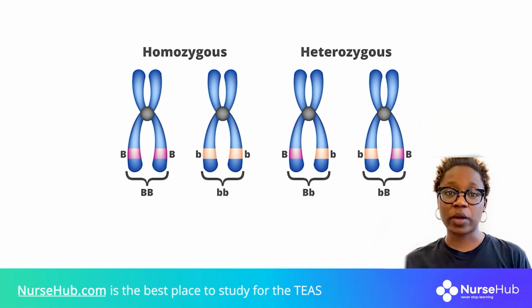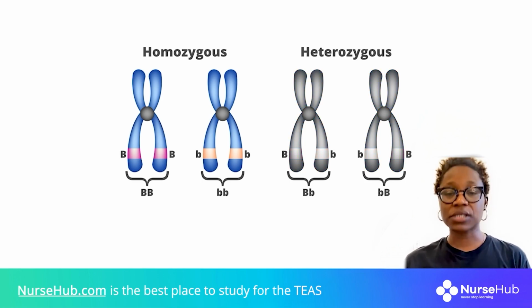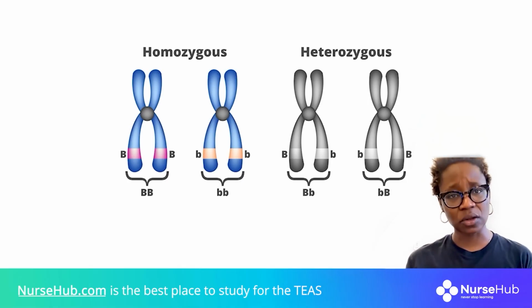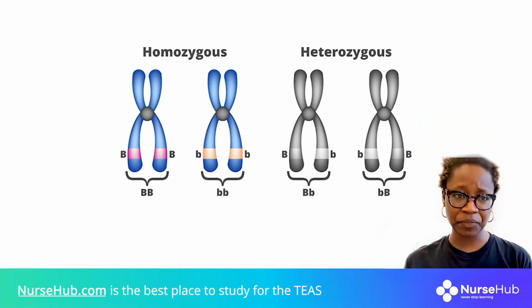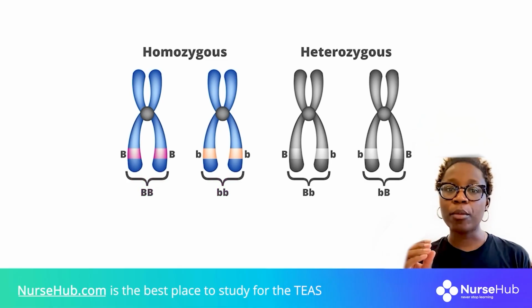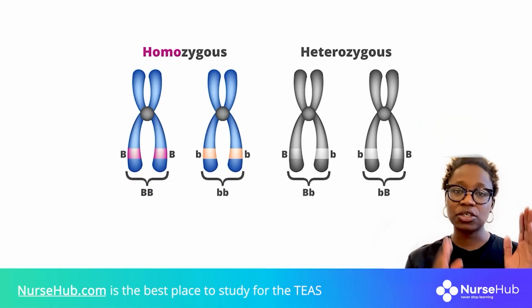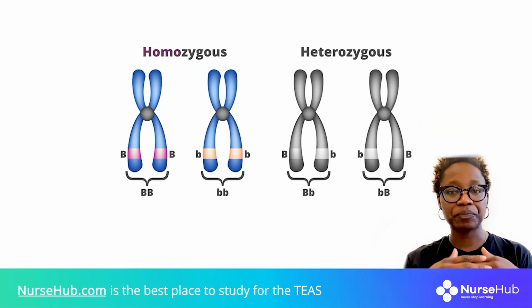Let's go through the first one. The first is homozygous individual. Homozygous refers to a genotype in which an individual has two identical alleles for a specific trait. These alleles can either be dominant or recessive, but homozygous, right, that prefix homo means the same. So that means that each allele is the same as the other.